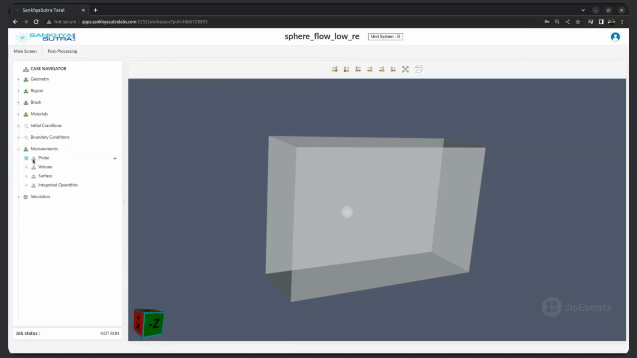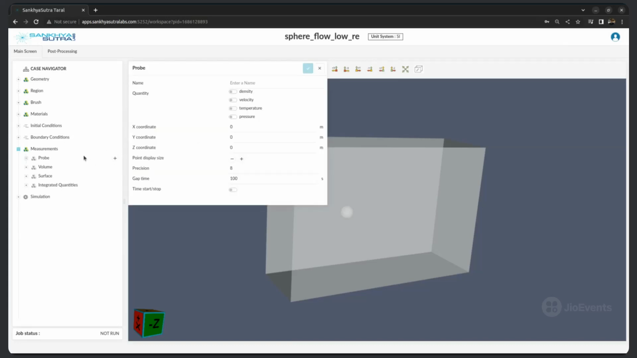The last thing to do is set up your measurements. So measurements are basically simulation data that you are saving. So we can save three kinds of simulation data. One is probe, which corresponds to zero-dimensional data on any point in the simulation domain. And then volume corresponds to saving data on the cells. And surfaces corresponds to saving data on the surfaces that are set with no slip condition. Now there is a fourth kind of measurement called integrated quantities, which basically gives you the integrated forces and momentums on the surfaces that you select.